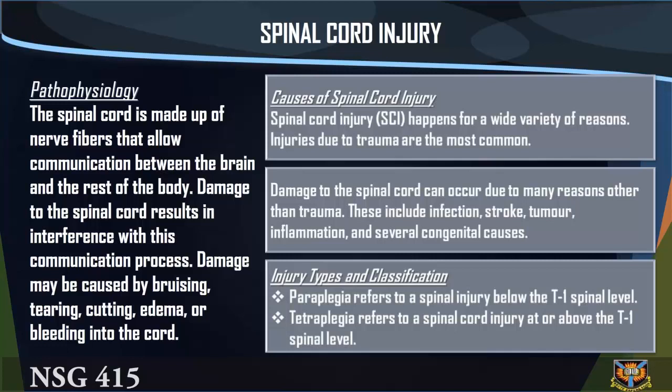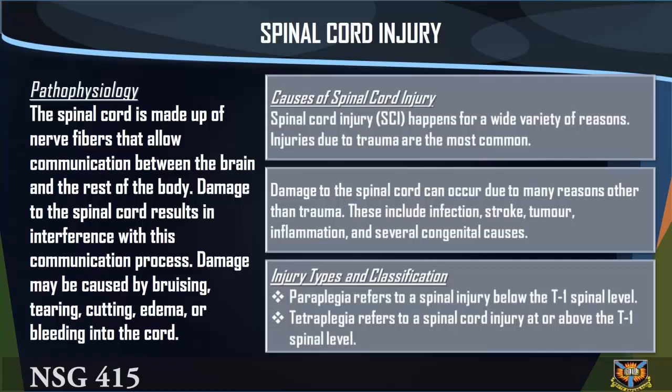Causes of spinal cord injury. Spinal cord injury (SCI) happens for a wide variety of reasons. Injuries due to trauma are the most common. Damage to the spinal cord can occur due to many reasons other than trauma. These include infection, stroke, tumor, inflammation, and several congenital causes. Each of these causes will produce a differing pattern of nerve damage, resulting in differing patterns of sensory loss and paralysis.